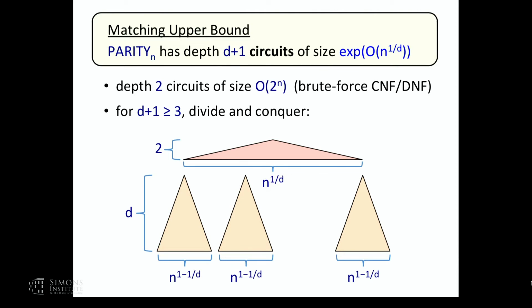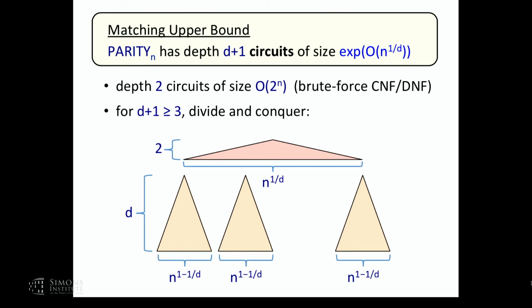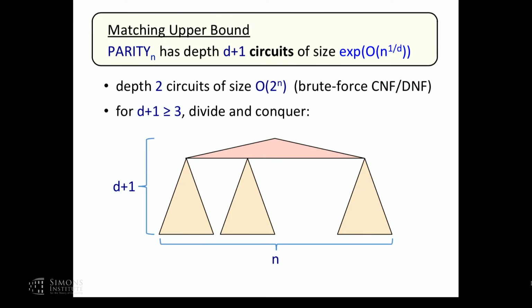If you haven't seen it before, you can do this by induction. For the depth 2 case, you simply have the brute force CNF or DNF. And then when d plus 1 is bigger than 2, you have a sort of divide and conquer. So you take the brute force depth 2 circuit for parity over n to the 1 over d variables, and then you compose this with the depth d circuits for parity on n to the 1 minus 1 over d variables. When you combine, you can arrange this such that the gate types on the bottom here are the same as the gate types on the top here, so you can combine them to get depth d plus 1. Okay, and if you work out what size you get, it works out to this.